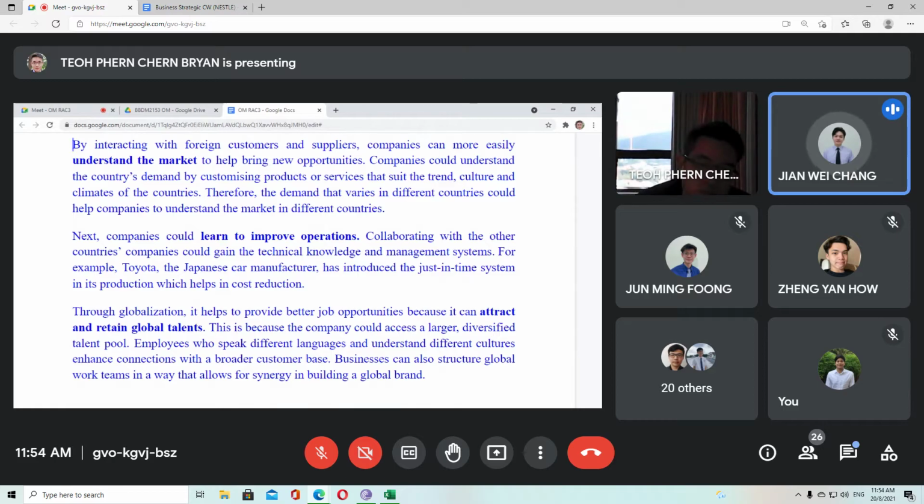So to the globalization, it helps to provide better job opportunities because it can attract and retain global talents. This is because the company could access a larger diversified talent pools. So employee who speak different languages and understand different cultures enhance connection with a broader customer base. Business can also structure global work teams in a way that allows the synergy in building global brands.